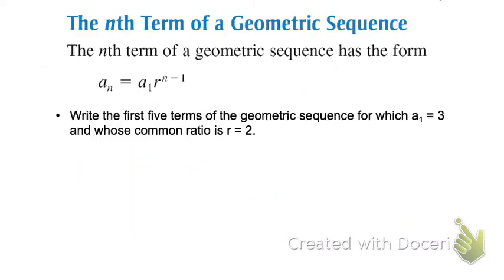Okay, so here is your definition, your rule, your formula. A sub n equals A sub 1 times R to the n minus 1.